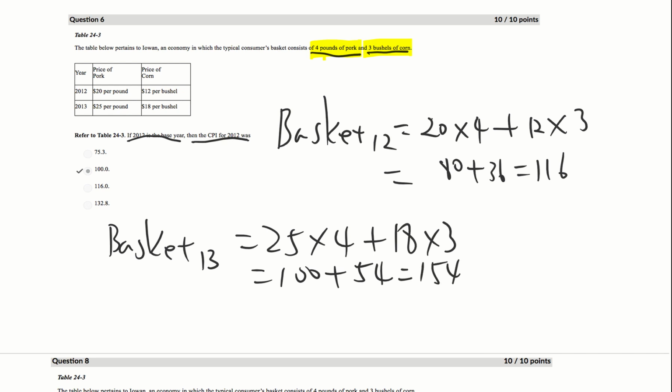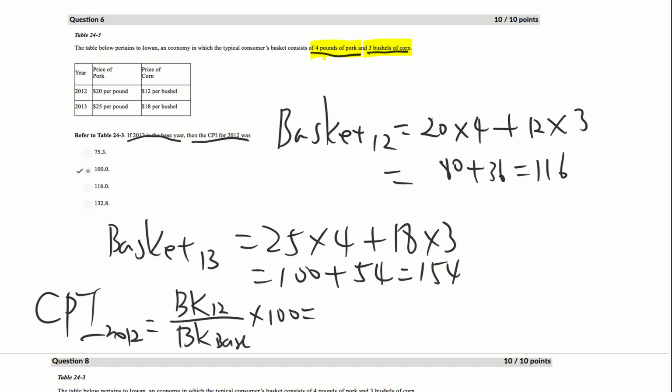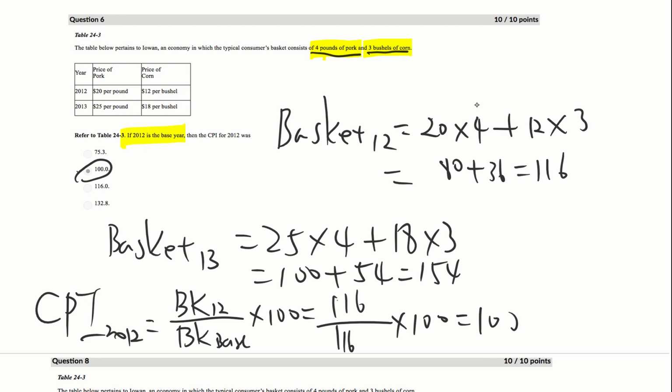Okay, so to find the CPI for 2012, I'm going to take your basket in 2012 over the base year basket times 100. Now 2012 is 116, and then base year is 2012. So 116 again times 100, and the answer is going to be 100. So the answer is B. And also, guys, since our base year is already 2012, the CPI for base year is always 100. So if your base year is 2013, then base year CPI 2013 is 100.